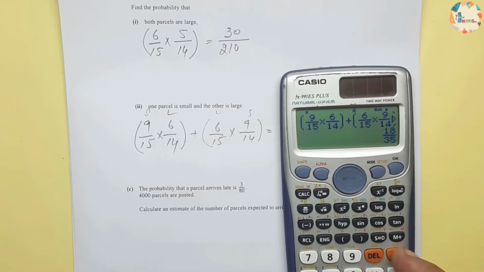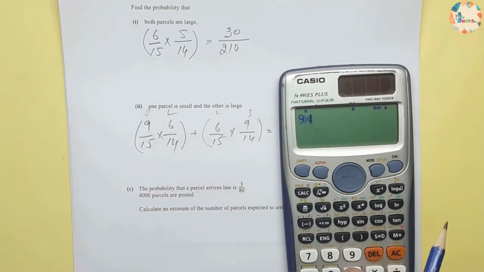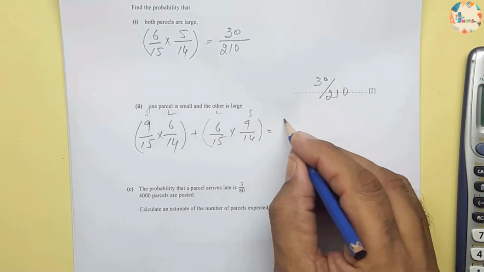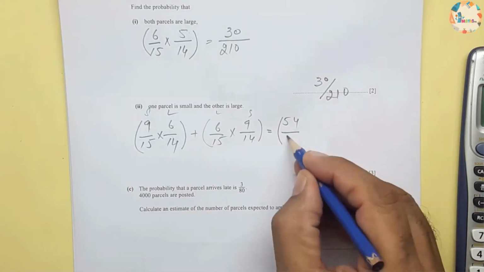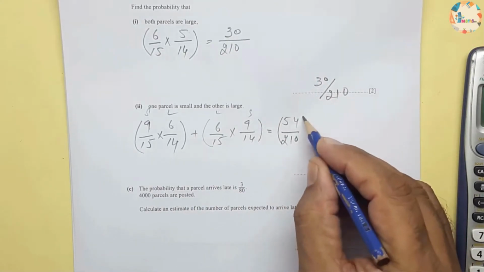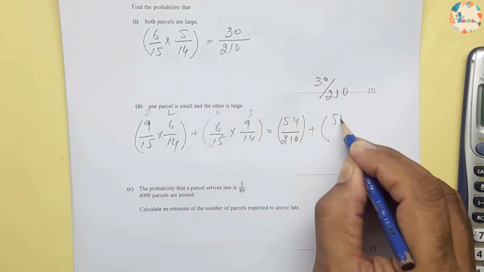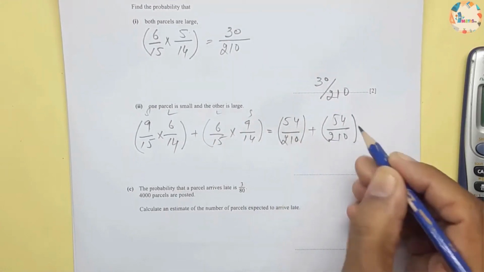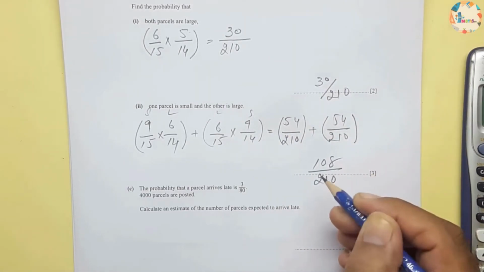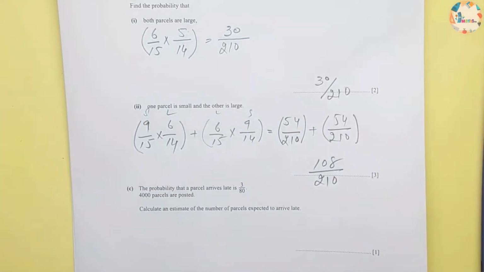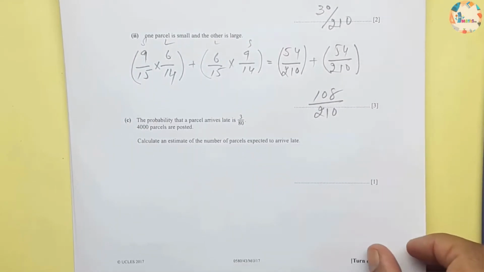But we will not be giving simplified answers. We will multiply 9 into 6, which will be equal to 54, divided by 210, which we have already calculated as 15 into 14. Plus this will also be 9 into 6, which is 54, divided by 210. When we add these two, this will be 108, so we write 108 divided by 210. Normally for probability we are not simplifying; we give the fraction as it is, in unsimplified form.